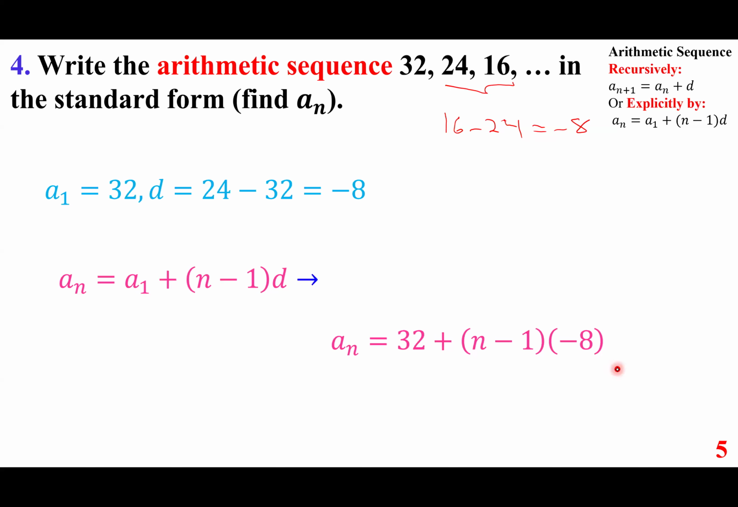And normally they leave it like that. You can always simplify it, but a sub n is a sub 1, 32, plus n minus 1 times d. If you were to simplify it, just for the sake of argument, it would become 32 minus 8n plus 8, or minus 8n plus 40. Okay, so it can be simplified in that fashion, again, if need be.